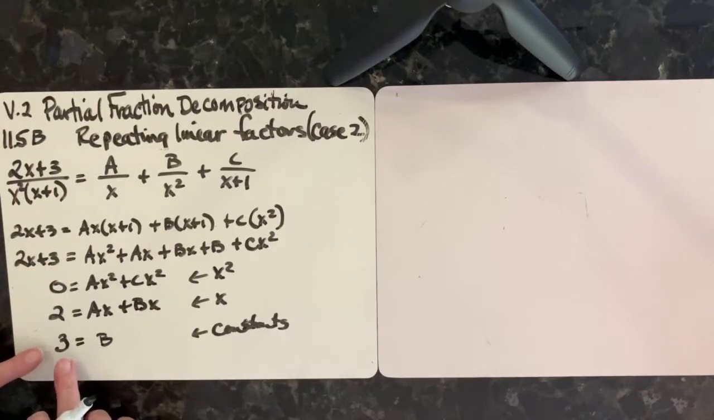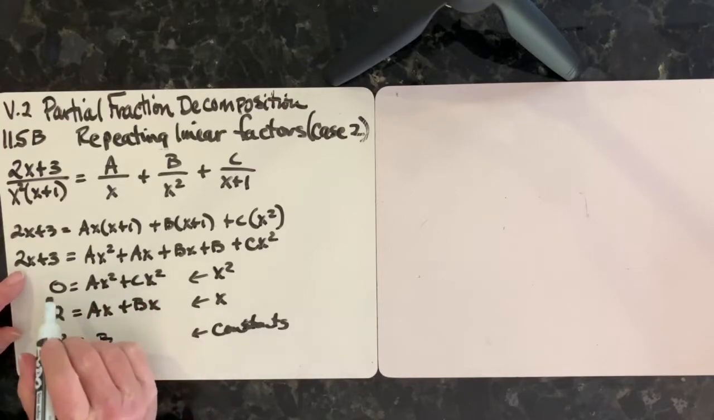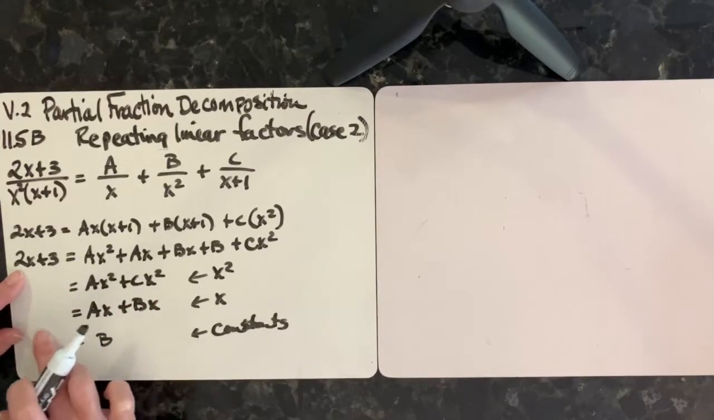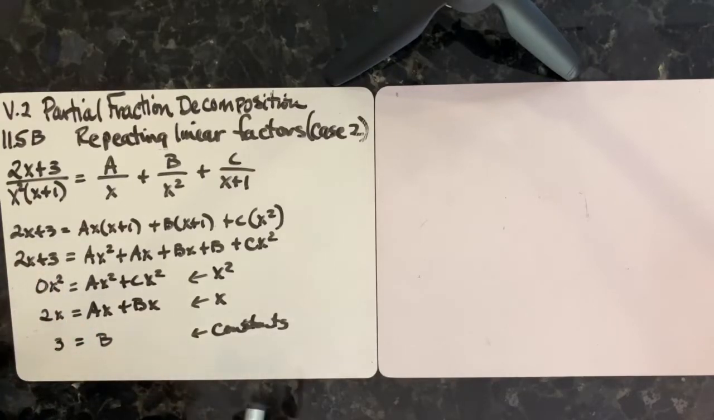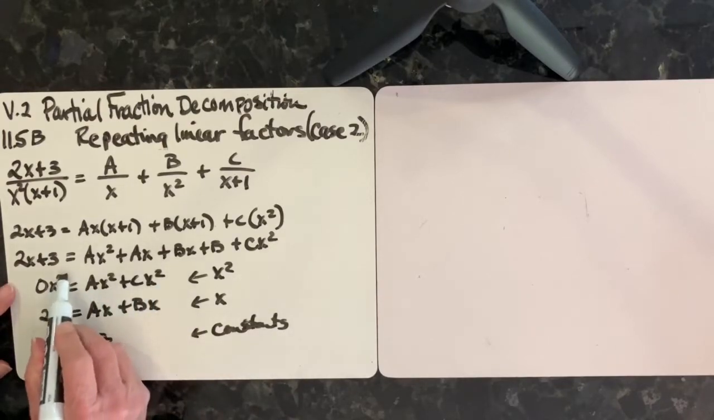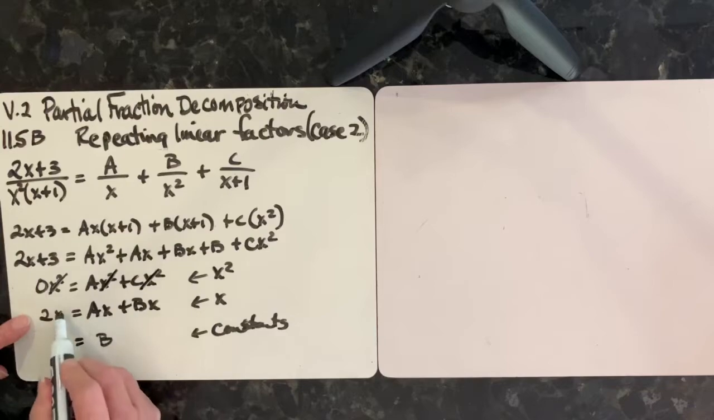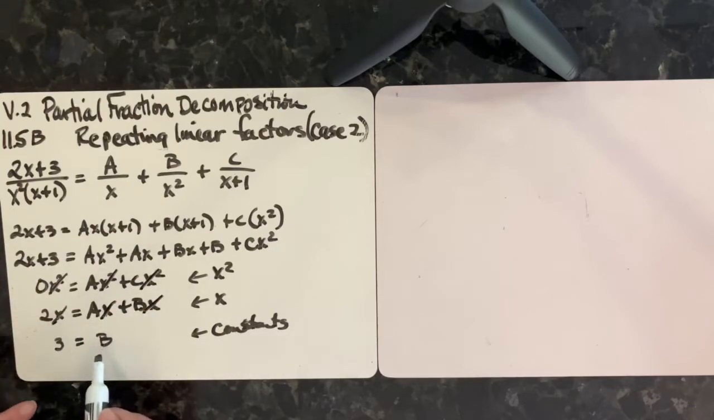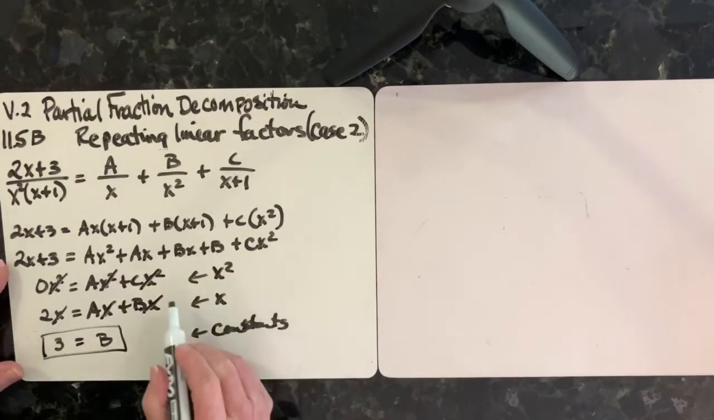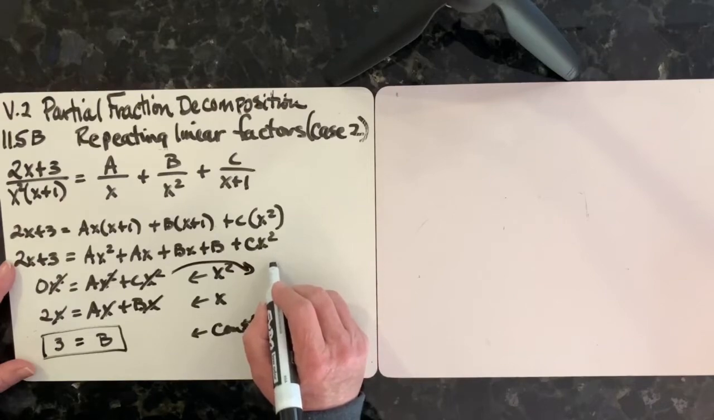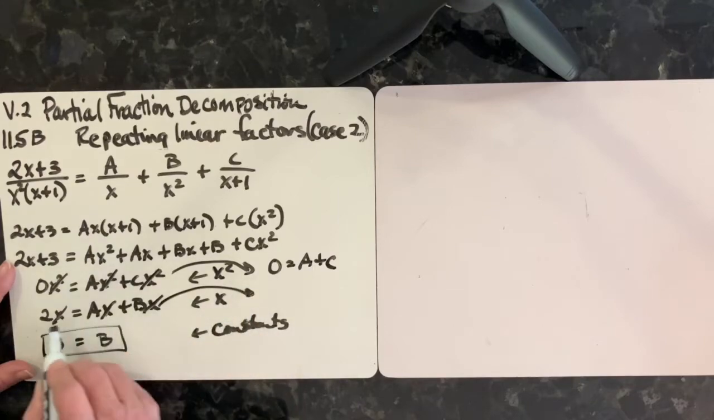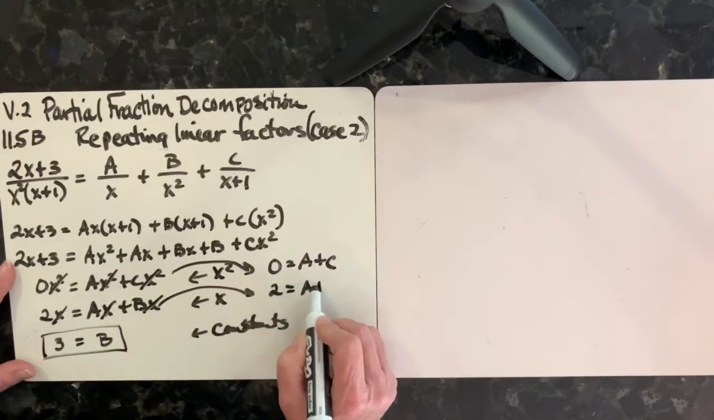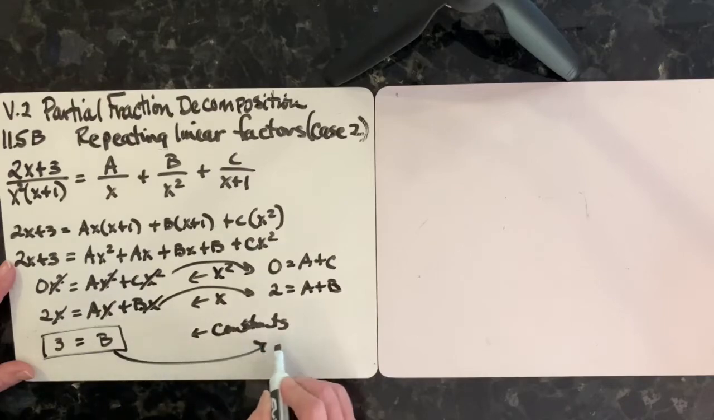So now notice that I can factor out the x's. So I could actually write this as 0x squared, 2x, and 3. If I factor out the x squares, they would cancel out. If I factor out the x's, those would all cancel out. And there isn't anything to factor out here. So I already know that b is equal to 3. So I have these two equations. I have 0 equals a plus c. And I have this equation, which is 2 equals a plus b. But I already know that b is equal to 3.